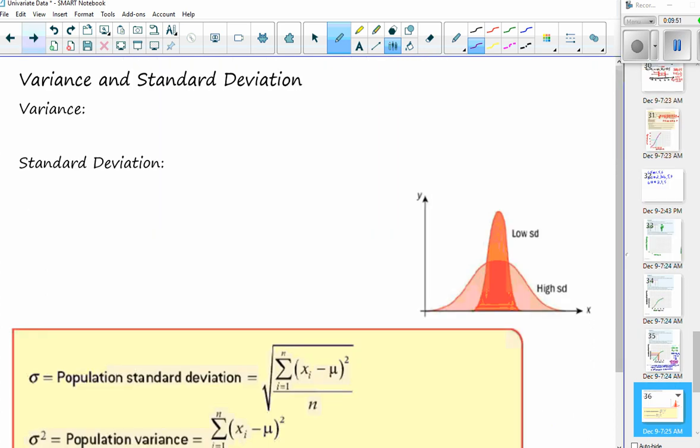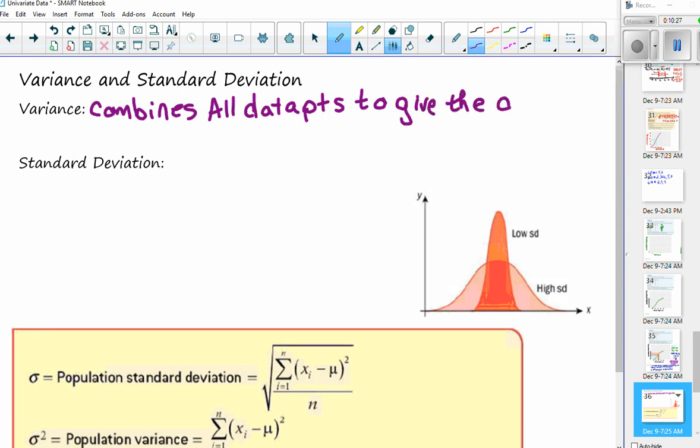Moving on to the last type of measure of spread is variance and standard deviation. Variance is a subset of standard deviation. So it's what you get right before you get the standard deviation. But technically, variance is going to take all, so it combines all data points to give the data spread about its mean.